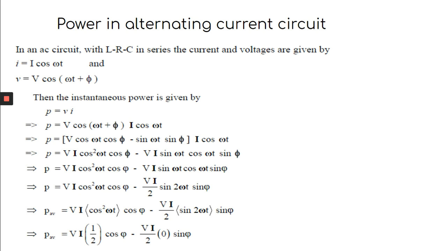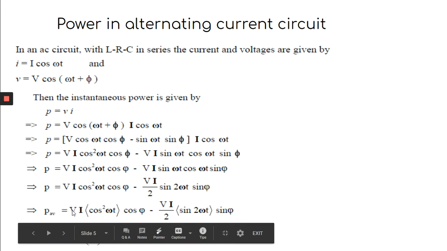Now let us find out what is the average value. But this is the instantaneous value. So instantaneously this is the power supplied. So what is the average power? Now let us find out the average power, which is the average of these two values.